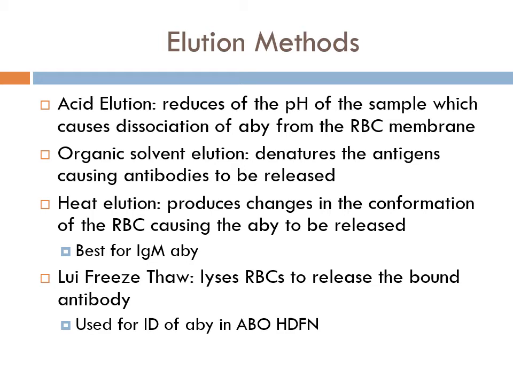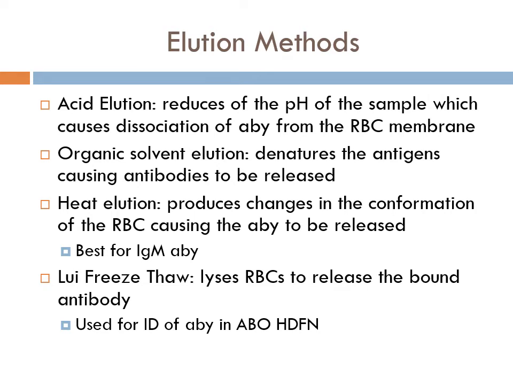You can also do heat elutions. These produce changes in the conformation of the RBC, causing the antibody to be released. Best for IgM antibodies, because they don't like to hang on to those sites when you heat them up a little bit. These are also called soft heat elutions because we're not heating them up enough to hemolyze the red cell, but just to get those antibodies to lose their binding.